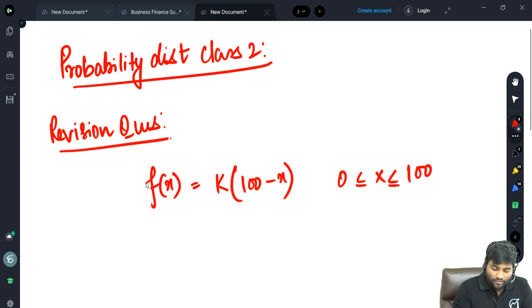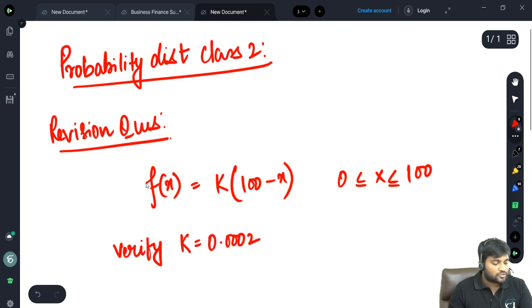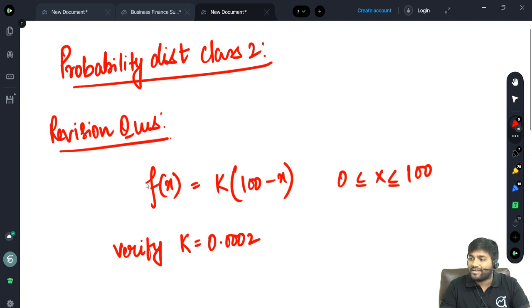Now, the first question is verify k is equal to 0.0002. So basically, assuming that this is a valid PDF, we need to solve for k.